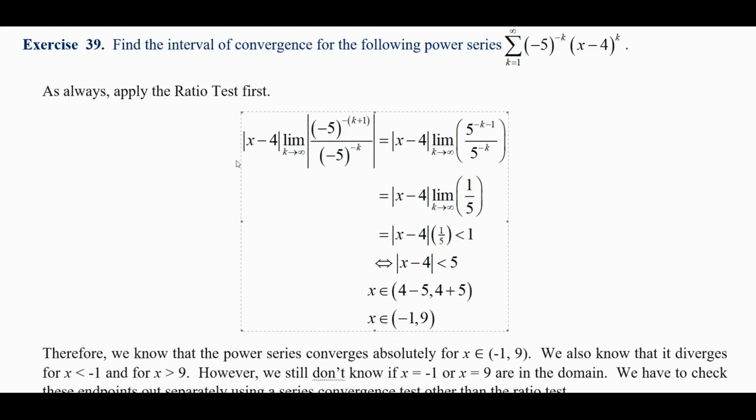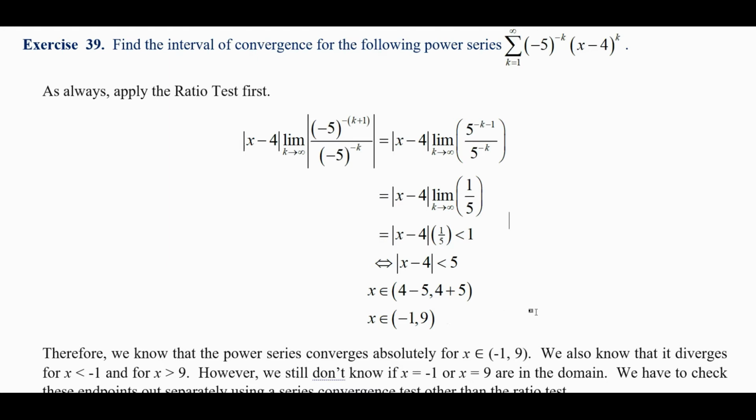By the ratio test, this is going to converge absolutely when the overall limit, including the x minus 4 in absolute value, is less than 1. And so you multiply both sides of this by 5, and we see that this is an interval centered at 4 with radius 5. It goes from 4 minus 5 to 4 plus 5, or in other words, from -1 to 9. So we would say the radius of convergence is 5, and the center is 4, and the interval is -1 to 9. Now what we don't know is what happens at x equals -1 and at x equals 9.